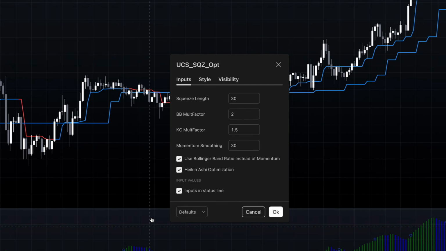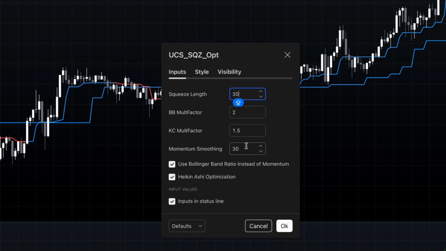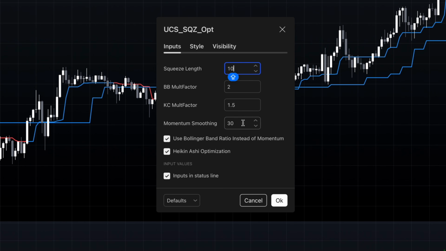Set both squeeze and momentum smoothing to 30. In our case, for BTC USD 1 hour chart, I found these to work best. If you want more trading opportunities, you can try lower settings. For more reliable but fewer trading opportunities, set lengths to higher values.